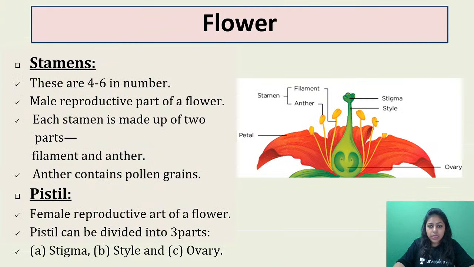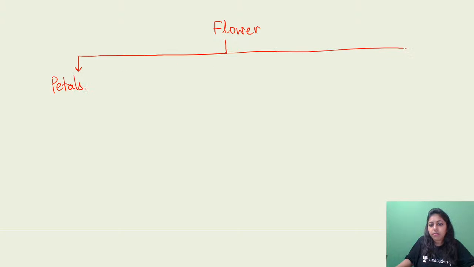So now let's talk about the two important parts of the flower, which are the male reproductive part and the female reproductive part. Let me give you this flow chart. So in a flower, we have petals. Then we had sepals, green in color. Then one more thing that we have is the male reproductive part. You know what is the male reproductive part?